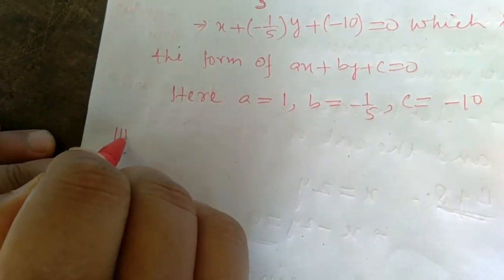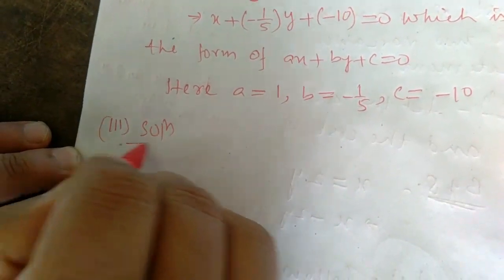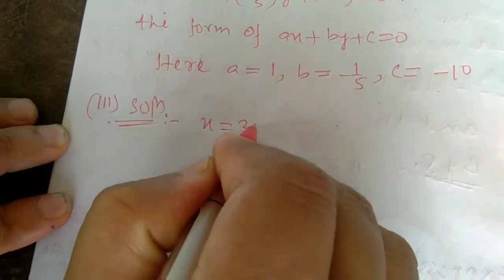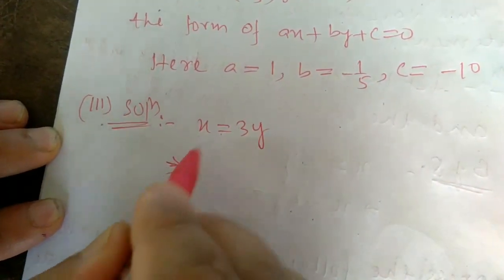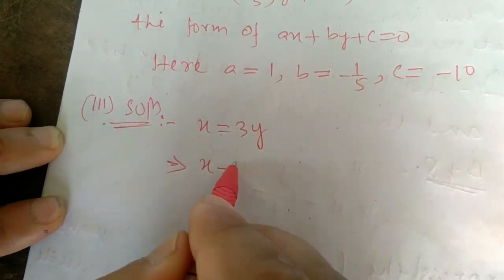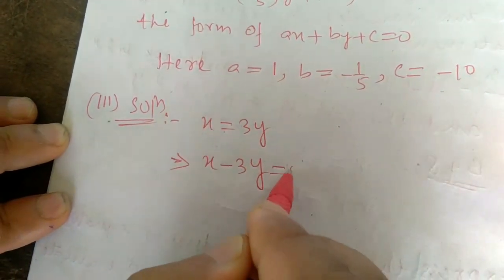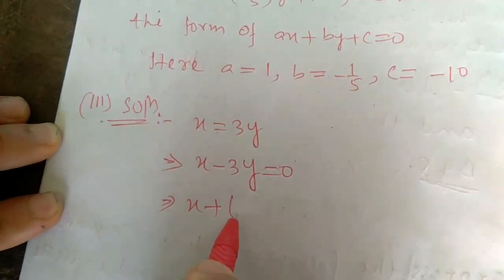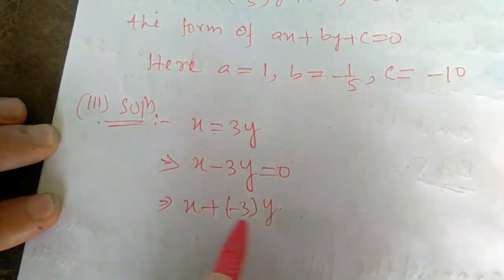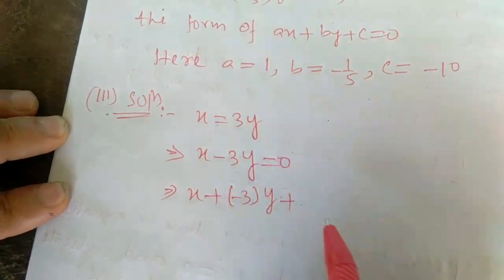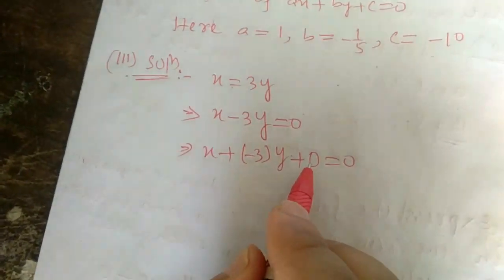Now the solution to question number 3. It is given x equal to 3y. Same as before, first you bring all the terms to the left hand side. This is plus; if you bring it to the left hand side, it will become minus, equal to 0. For x, though it is minus, you put plus sign, and minus 3 you write within bracket. There is no constant term, so we take 0. Equal to 0. Actually you should not write this one. For your clarity only I have taken 0 here.